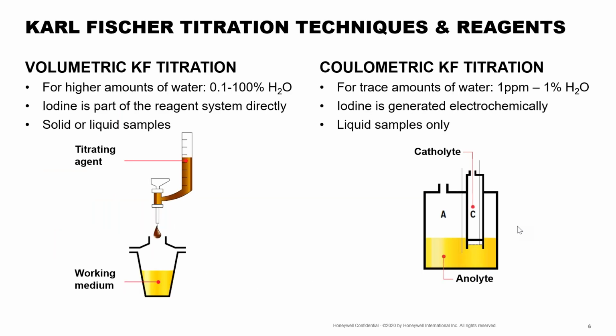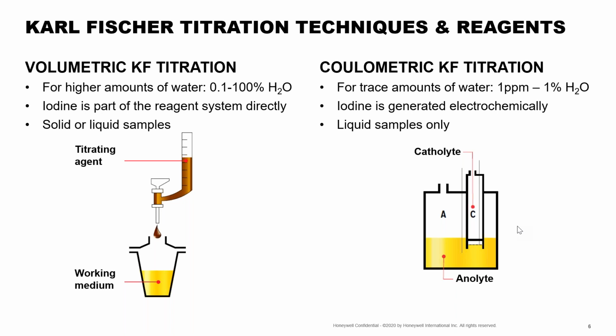Now, the two basic forms of Karl Fischer titration that we'll be considering are volumetric titration, where iodine's actually a part of our reagent system directly and is added to the titration cell from a burette, as well as coulometric titration, where iodine's actually generated electrochemically in the cell itself. When we're choosing between these two forms of titration, we're going to be considering the expected water content in our sample as one of the most important considerations.